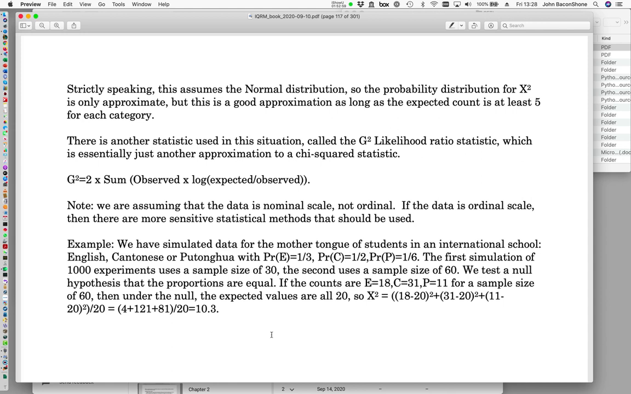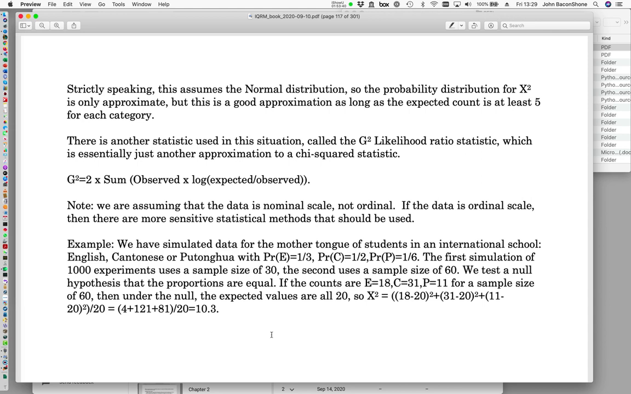So I want to illustrate to you how well x squared works using simulated data. This is data I simulated for a course for linguistic students. It was simulated to cover 3 languages, about the mother tongue of students in an international school. The simulated data actually has 1/3 have English as the mother tongue, 1/2 have Cantonese as the mother tongue, and 1/6 have Putonghua as the mother tongue.